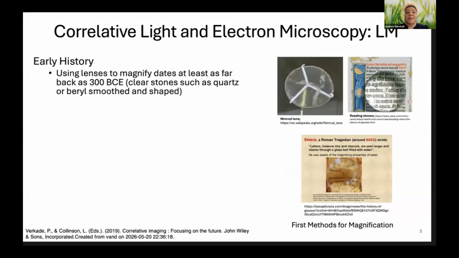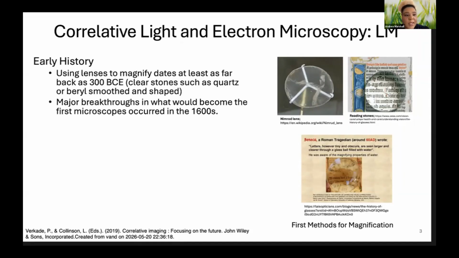So, a little bit of early history of microscopy in general. The earliest uses of lenses or things to magnify date back prior to 300 BCE in the form of Nimrod lenses or reading stones. Those were usually clear stones such as quartz or beryl that were then thinned and shaped until the desired result. People also used glass globes that were filled with water, as well as magnifying devices.